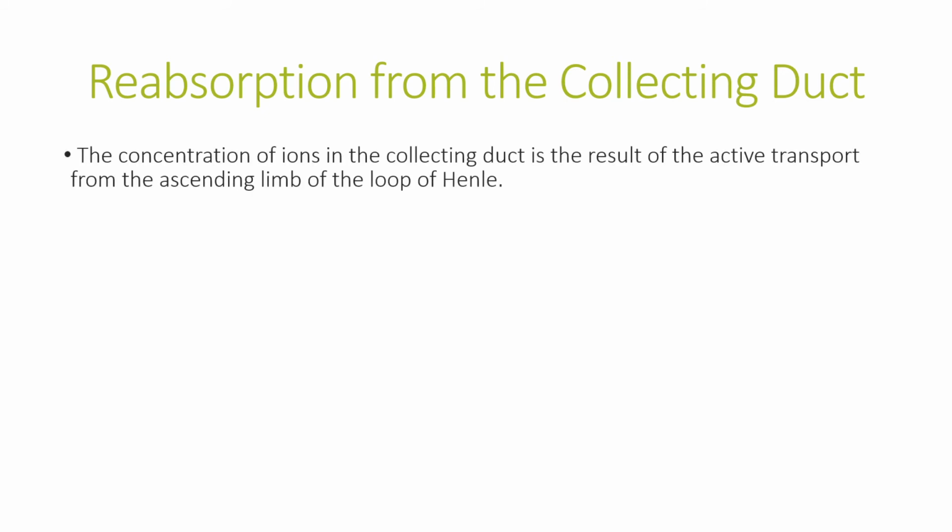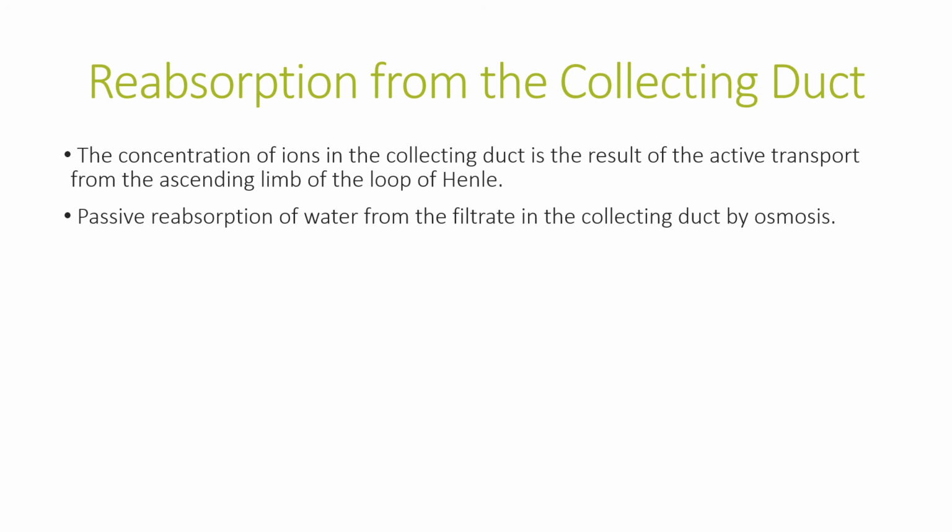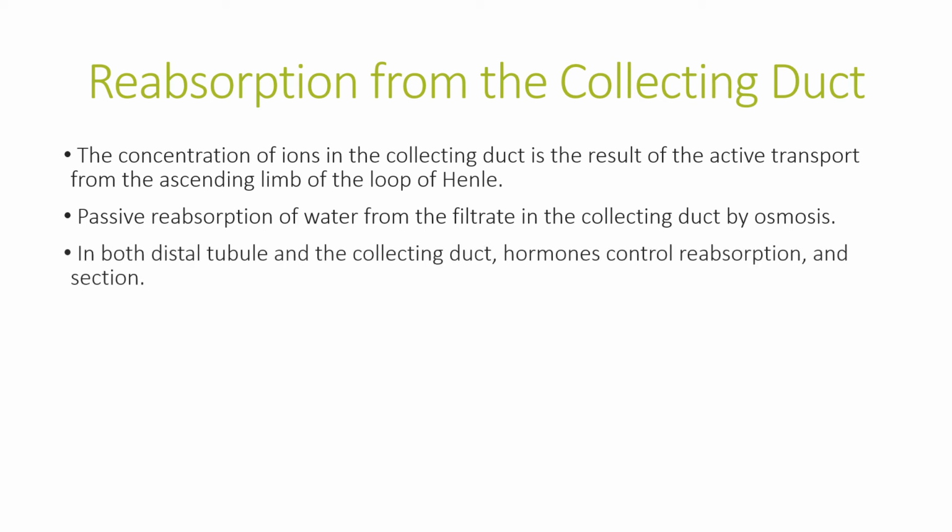The collecting duct extends deep into the medulla, and that's why the concentration of ions along its length increases. The concentration of ions is the result of the active transport of ions from the ascending limb of the loop of Henle, which causes the passive reabsorption of water from the filtrate in the collecting duct by osmosis. If blood plasma is too concentrated, the permeability of water in the distal tubule and the collecting duct is increased. This causes more water to be reabsorbed into the surrounding capillaries in order to conserve water in the body, which is when a person is dehydrated.